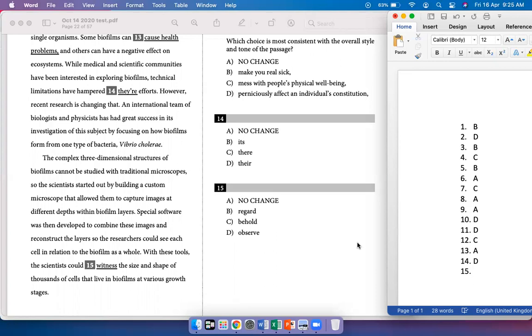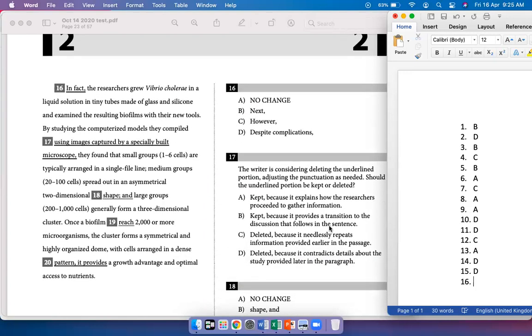With these tools, the scientists could witness the size and shape of thousands of cells that live in biofilms at various growth stages. So the best answer when you are conducting a scientific experiment is to observe, right? Because that's what the scientists do. They observe the size and shape of thousands of cells. So D is the best option here. This is a word choice question.